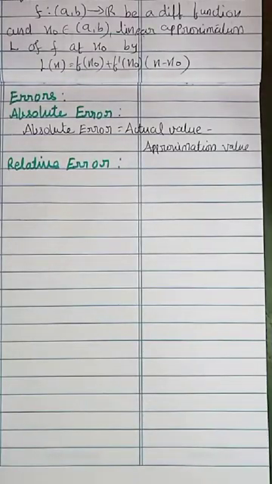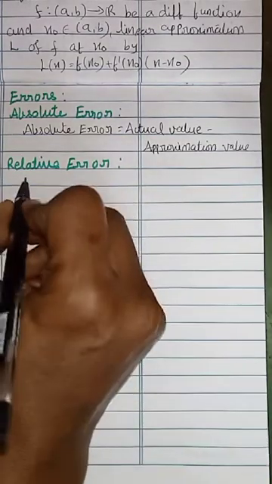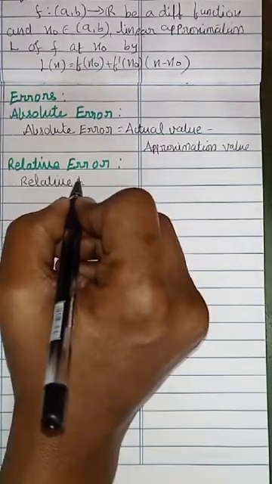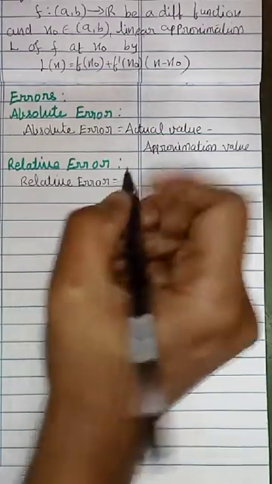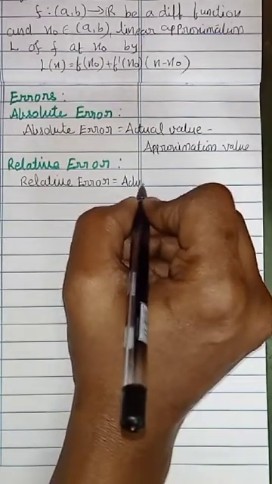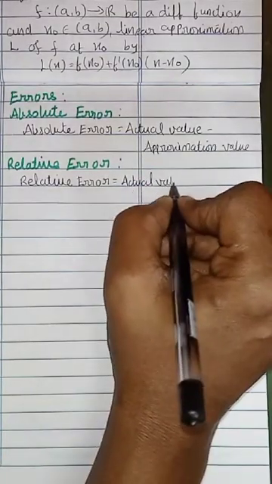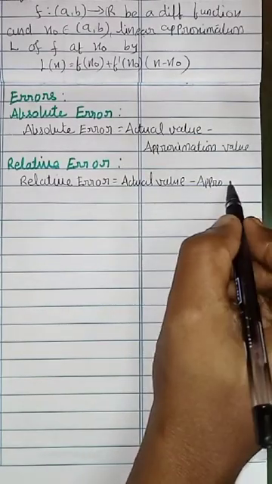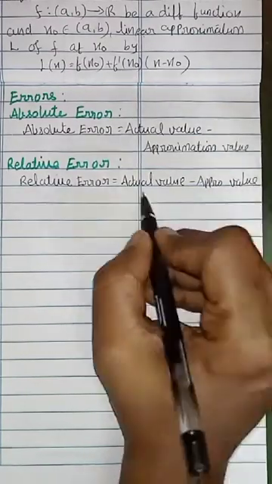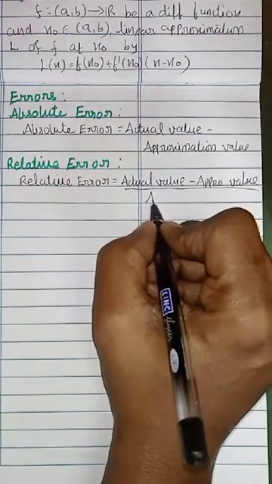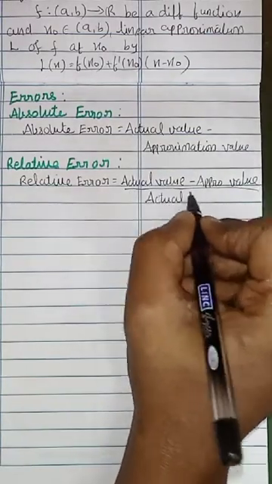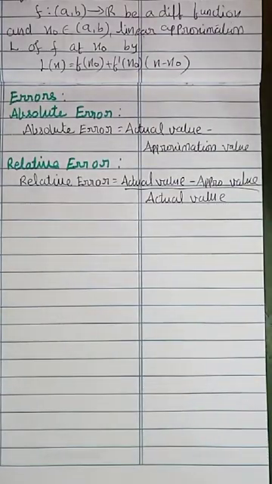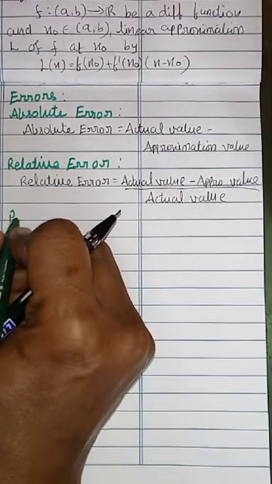Next is relative error. Relative error we can calculate by actual value minus approximation value, divided by actual value. Actual value minus approximation value by actual value.